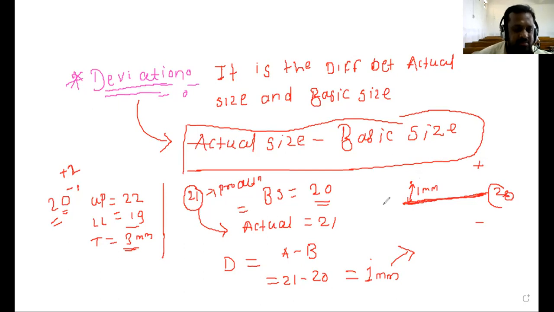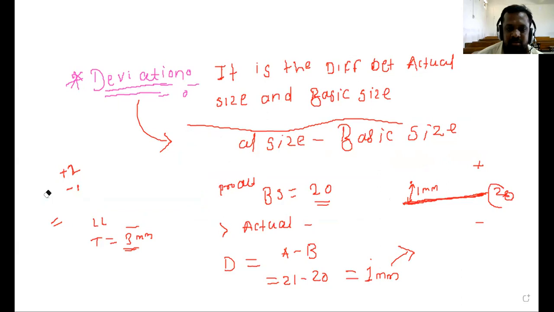Okay, so again, that deviation has two types. What are the types of deviation?